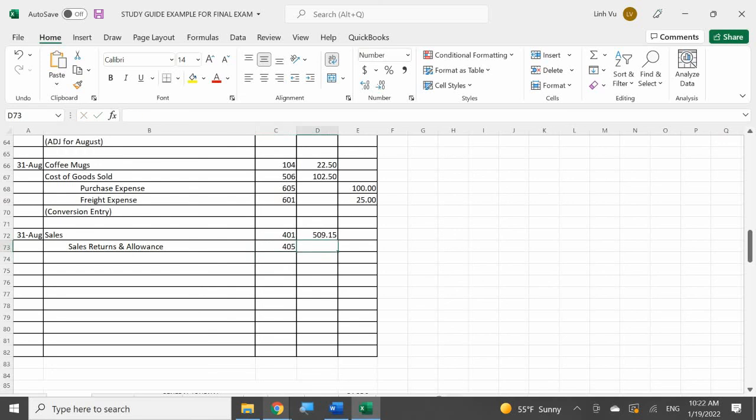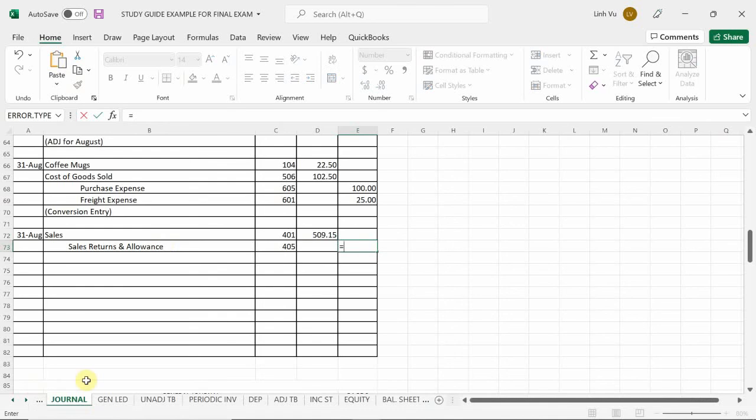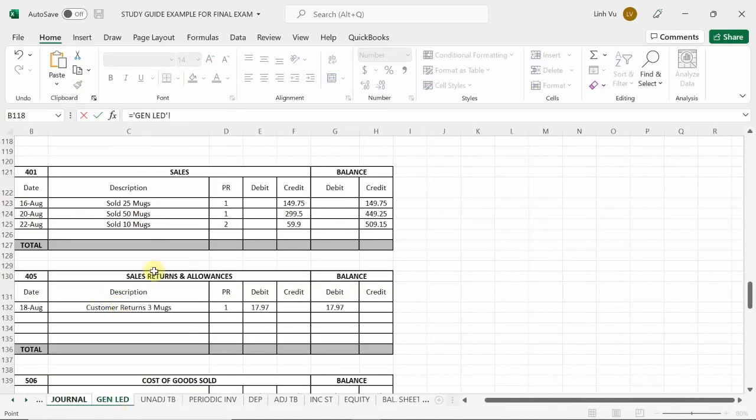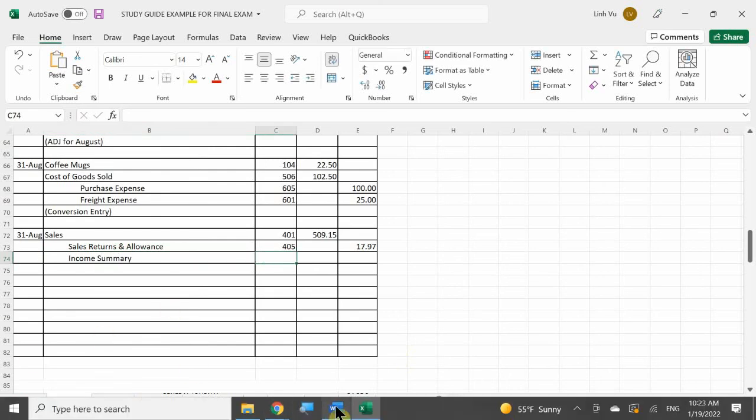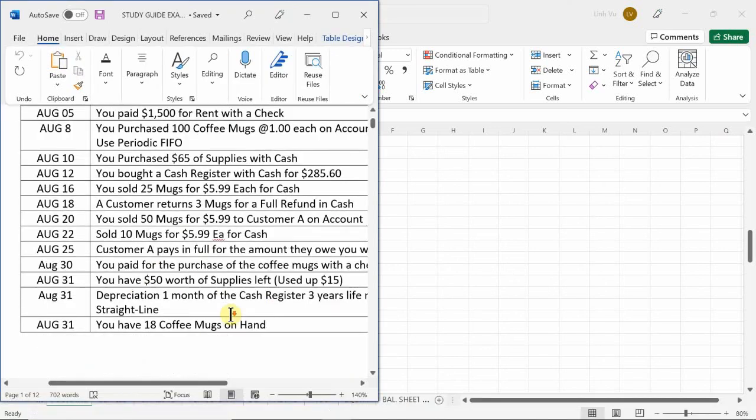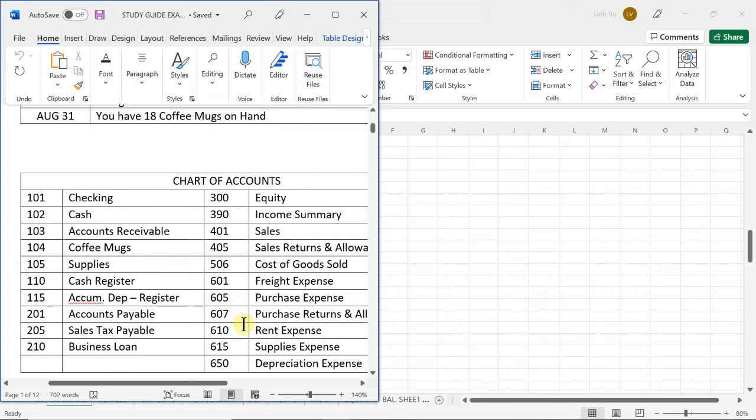I'm going to credit this account by sales returns and allowances 1797. Okay. And last but not least, we have an income summary. Let's see what account is income summary, because that's what we have to do. We need to zero them out. Income summary is account number 390.